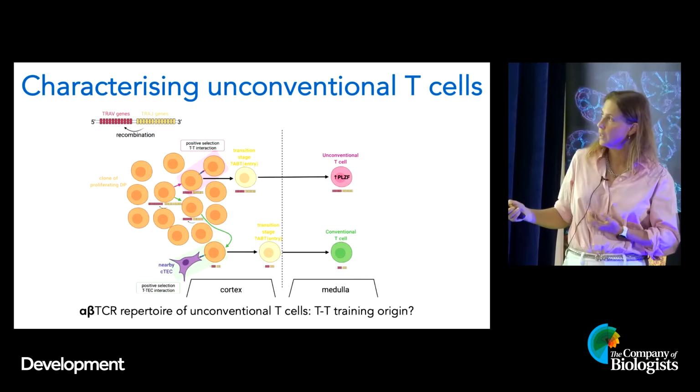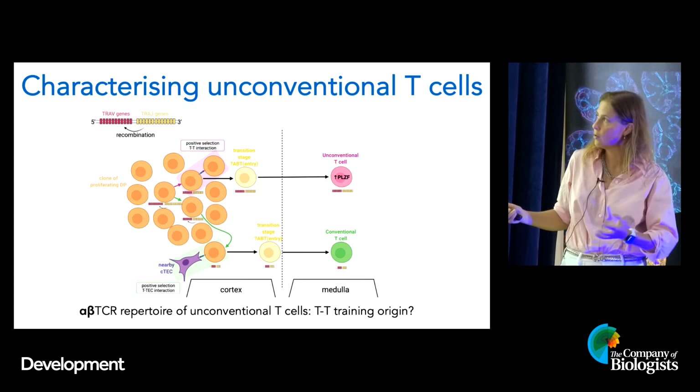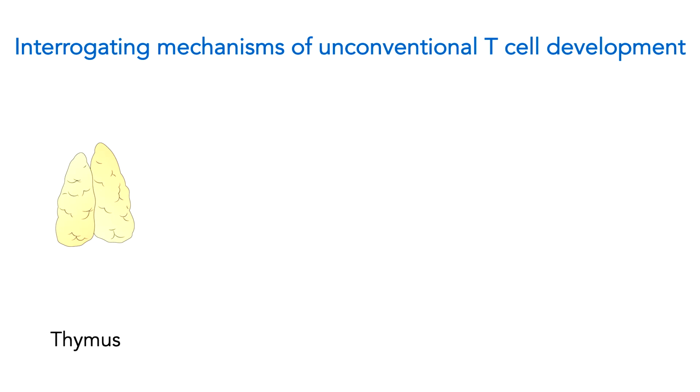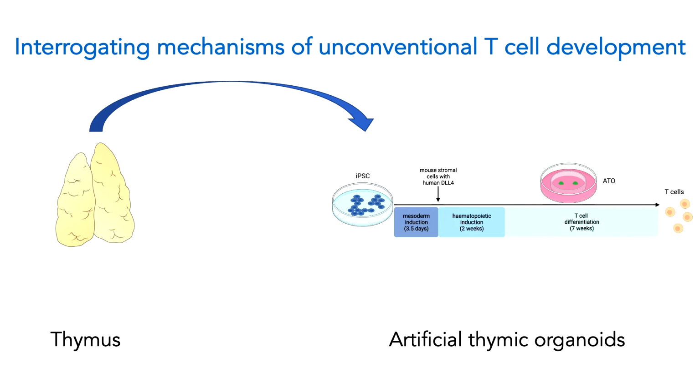And integrating that information with evidence from the mouse, we hypothesized that these cells that have this transcriptional module upregulation are developing through TT cross-presentation rather than thymic epithelial cell T cross-presentation, which is the way that conventional T cells develop in the thymic cortex and the medulla. And we're able to then interrogate this in the dish using an artificial thymic organoid system, in particular the one developed by Gay Crooks that has a human delta 4 ligand engineered into mouse stromal cells.